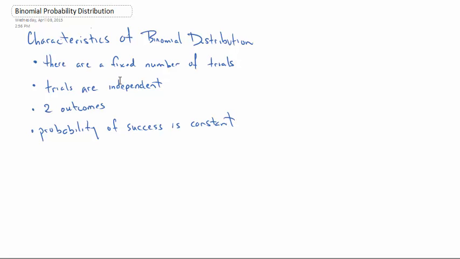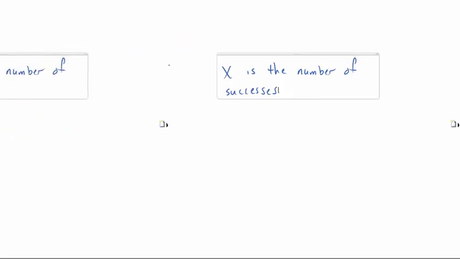There must be 2 outcomes. Oh, binomial, that's right, 2 things. Binomial distributions have 2 possible outcomes, and we generally classify them as either a success or a failure. And we generally use p to represent the probability of success and q to represent the probability of failure, and those are complements of each other. And finally, the probability of a success must remain constant from one trial to the next.